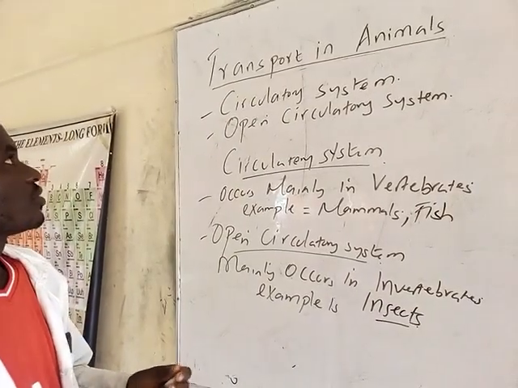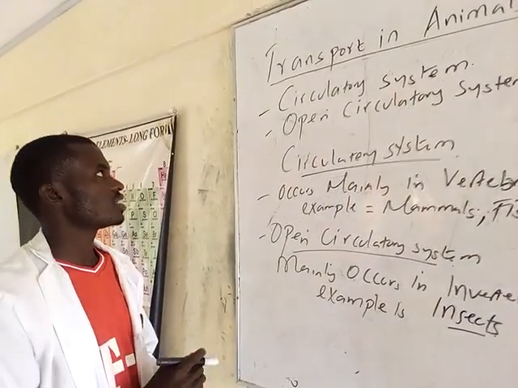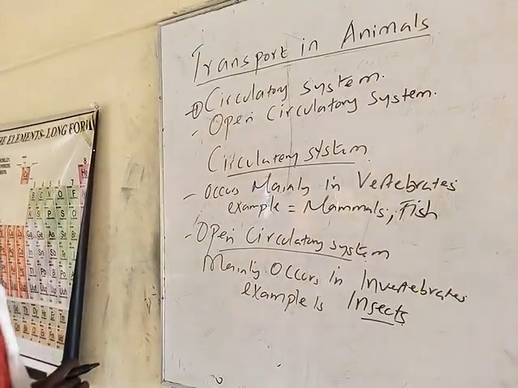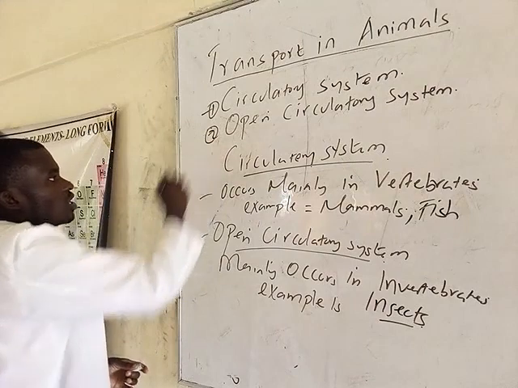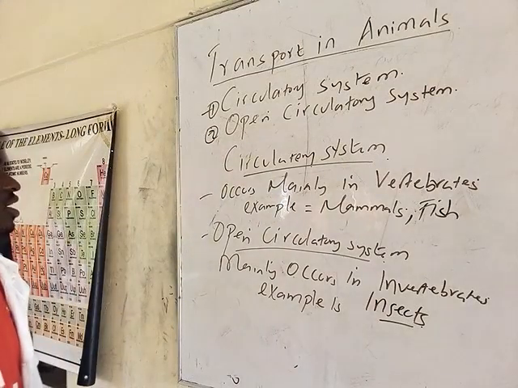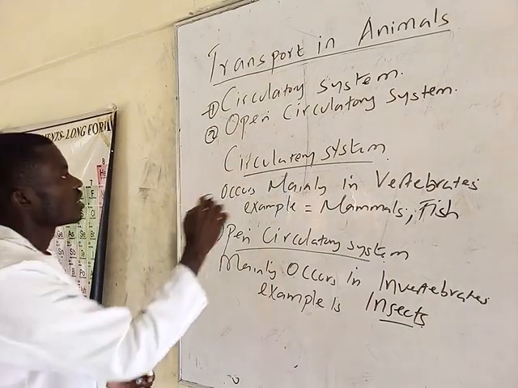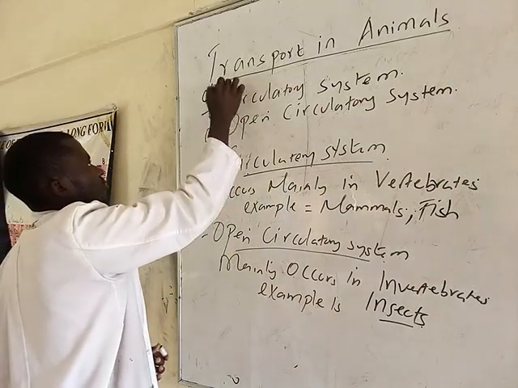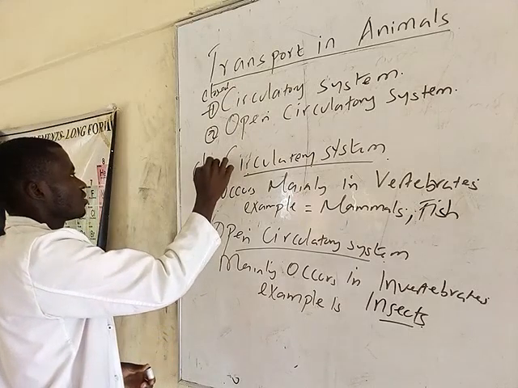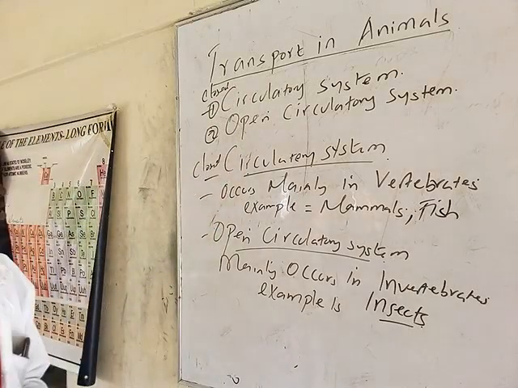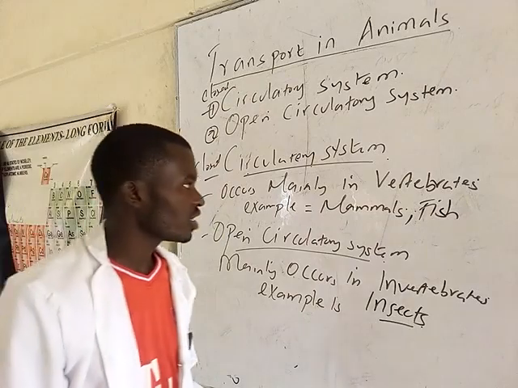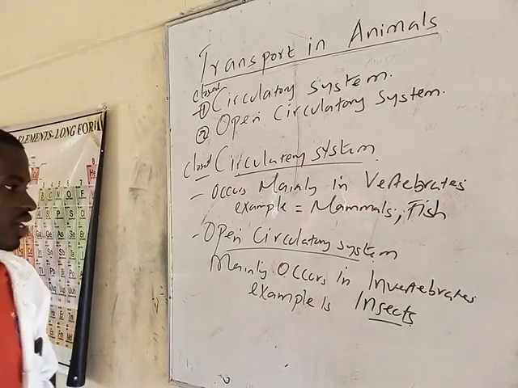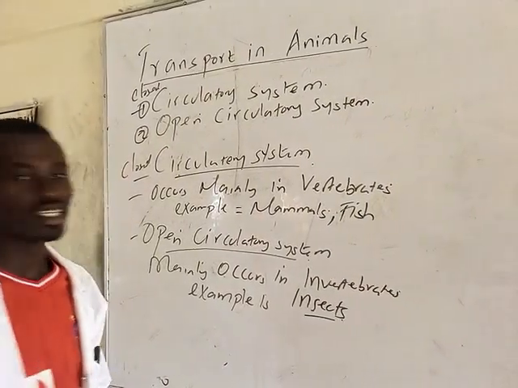So in transport in animals, we have two systems. That is the closed circulatory system, and number two, the open circulatory system. The closed circulatory system mainly occurs in vertebrates, that is, in mammals and in fish. Whereas the open circulatory system mainly occurs in invertebrates, that is, in insects.